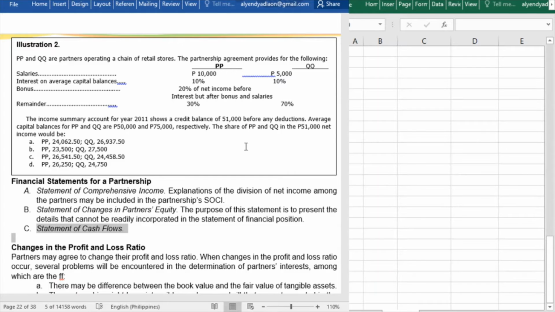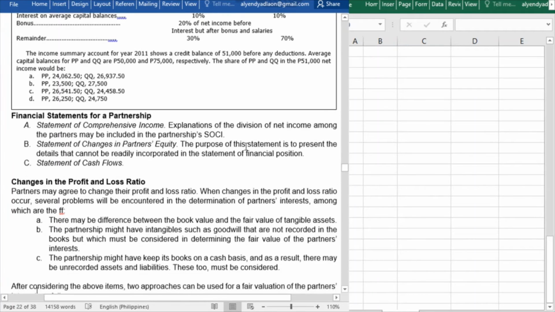Okay, and lastly, we have the statement of cash flows. I know we already know about this. It is the breakdown of all the inflows and outflows of cash in the business, and it is grouped according to their nature. So whether the cash is used in operating activities, investing activities, or financing activities. So that is the statement of cash flows.